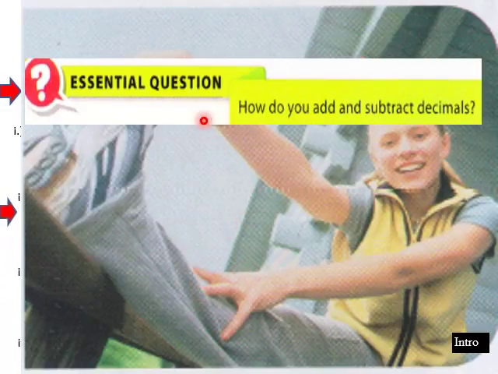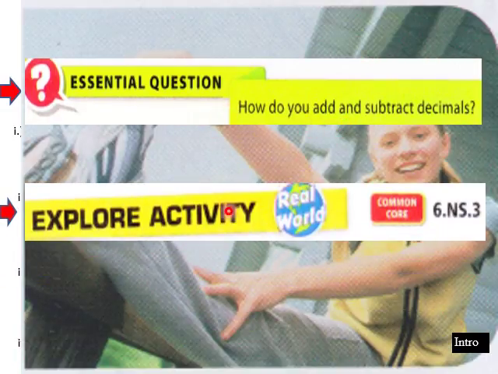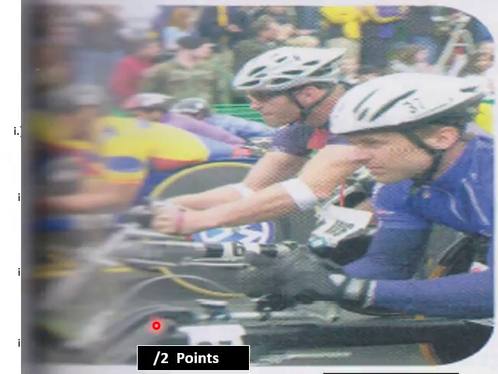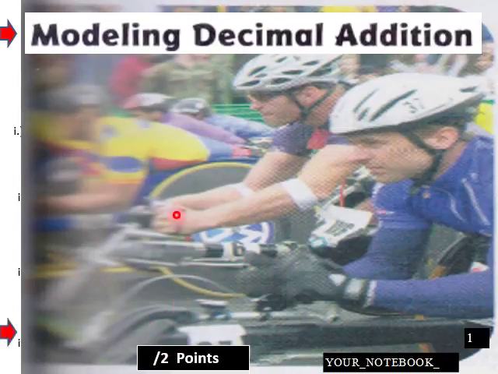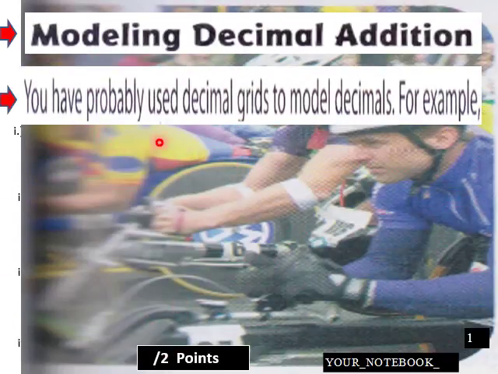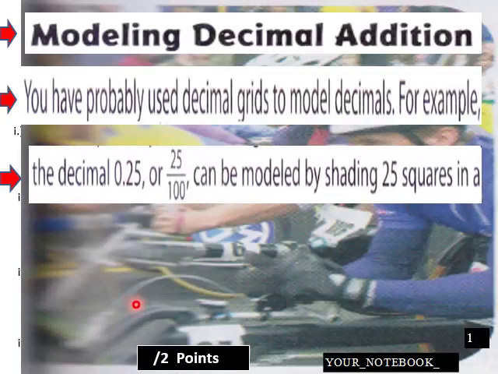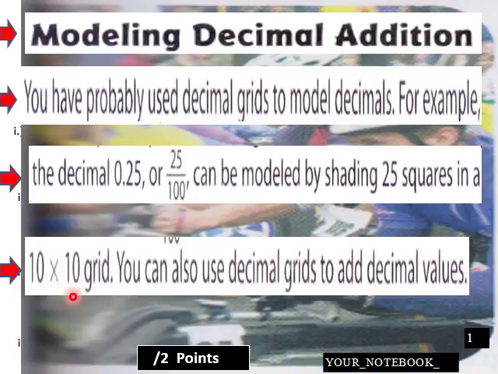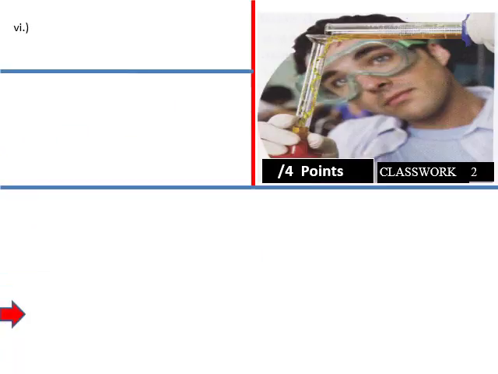Into our lesson today, essential question, how do you add and subtract decimals? Our explore activity will include that. So modeling decimal addition, you probably use decimal grids to model decimals. For example, the decimal 0.25 or 25 over 100 can be modeled by shading 25 squares in a 10 by 10 grid. You can also use decimal grids to add decimals. So okay, well, let's see what that's about.